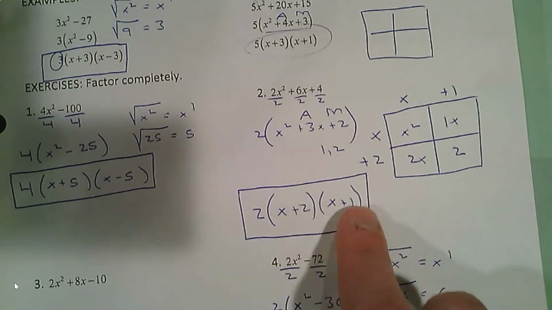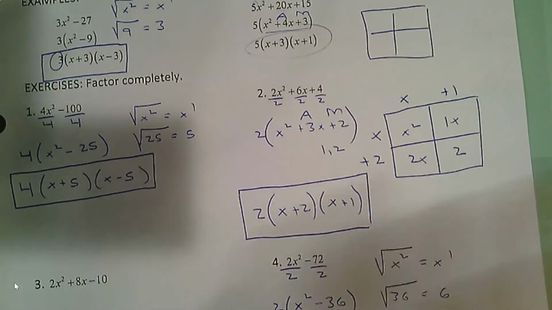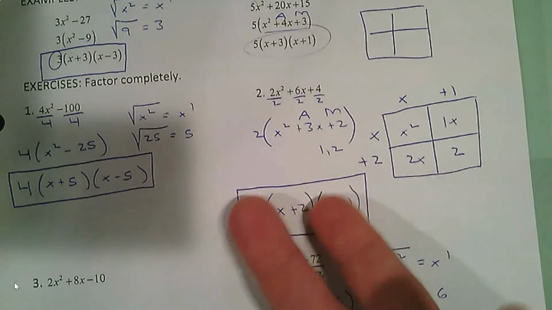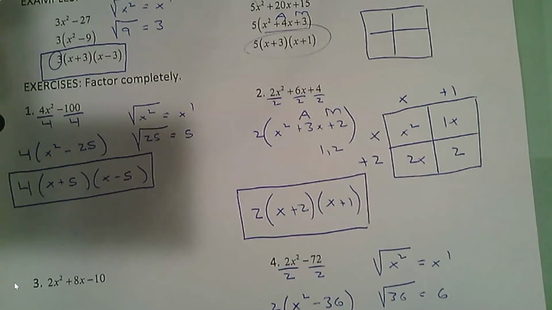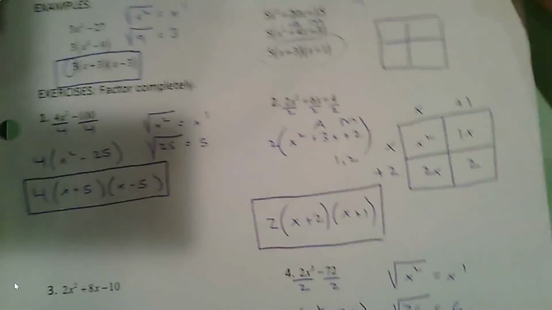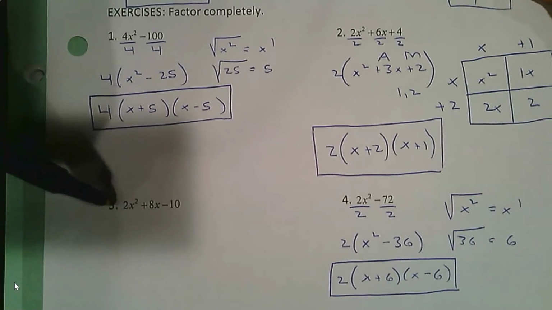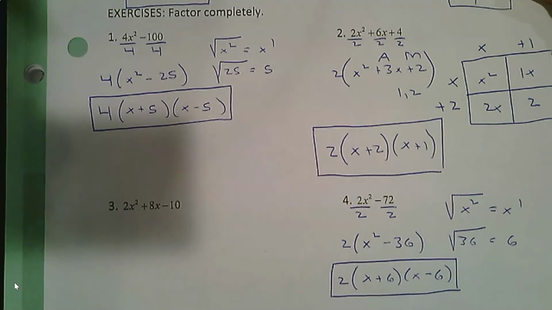And it doesn't matter if I write the x plus 1 first and the x plus 2 second. Multiplication is commutative. We can change the order and you get the same thing. All right, what you need to do is pause the video and work on number 3 on your own, please.